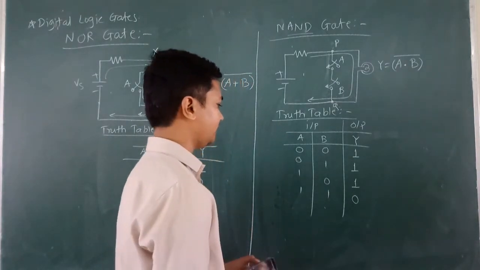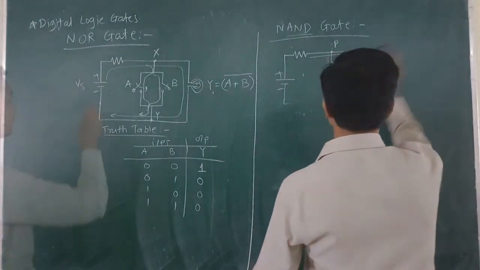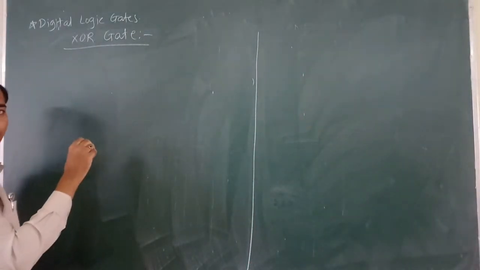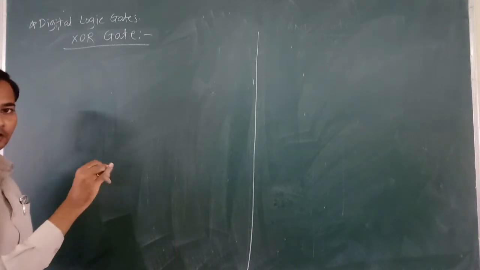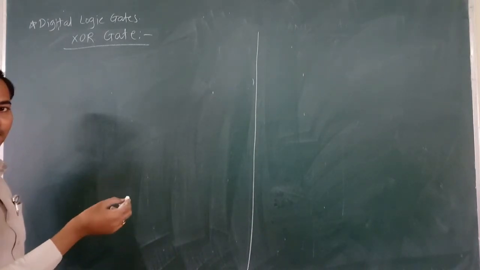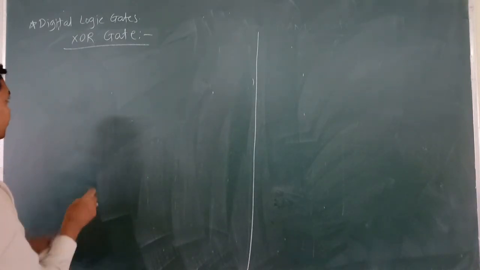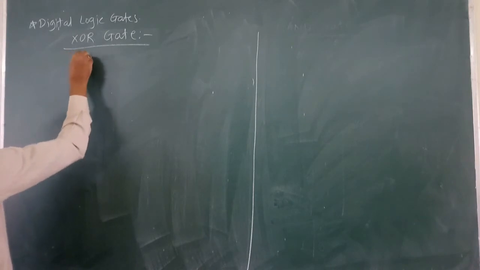Okay. Now let us see the next operation, that is XOR operation. First we will see the equation of XOR, and then we will see the circuit diagram of XOR, because XOR is an odd parity generator.